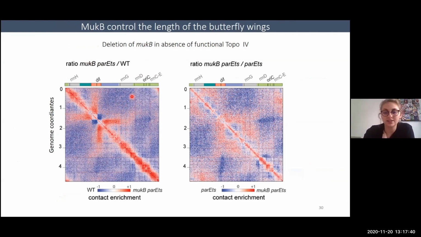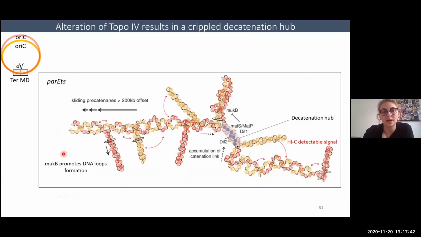So we integrated MatP in our model by saying that MatP could promote DNA loop formation and thereby sort of separate the sisters, which would give maybe more freedom for the sisters and the precatenanes to communicate with each other, hence the length of the butterfly wings. So in conclusion, we hypothesized that the combination of matS-MatP and Topo IV creates this decatenation hub, and the alteration of Topo IV results in a crippled decatenation hub.